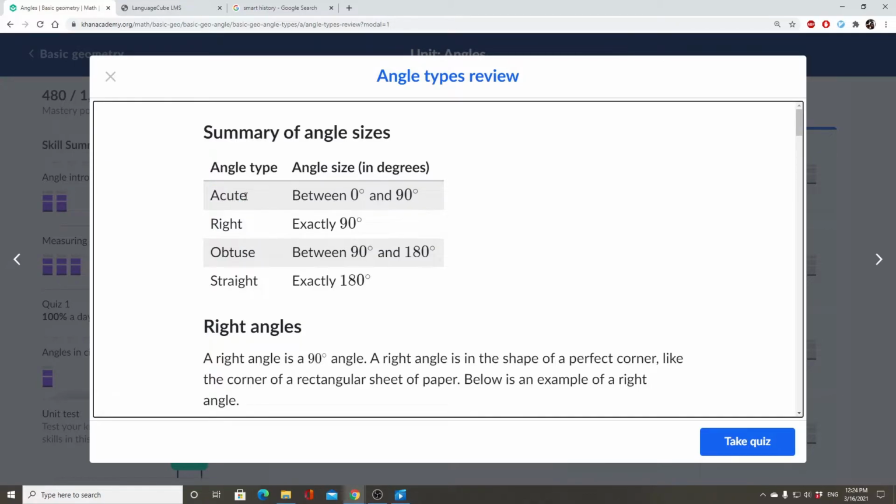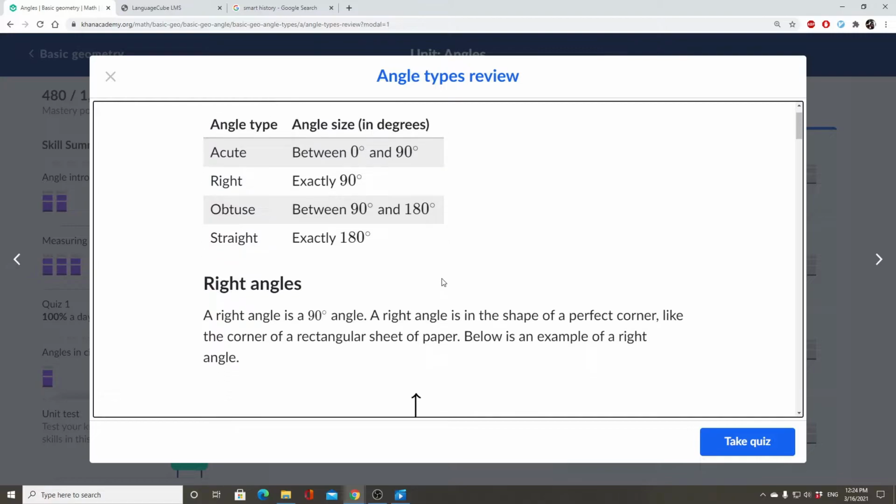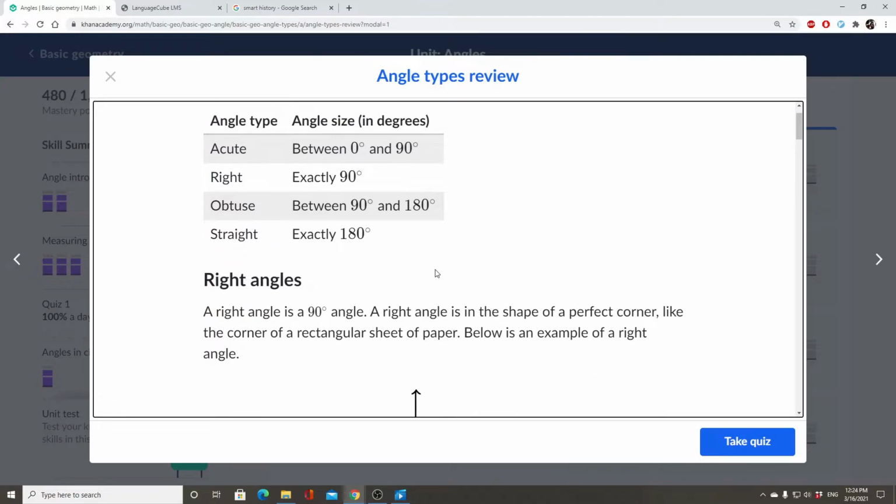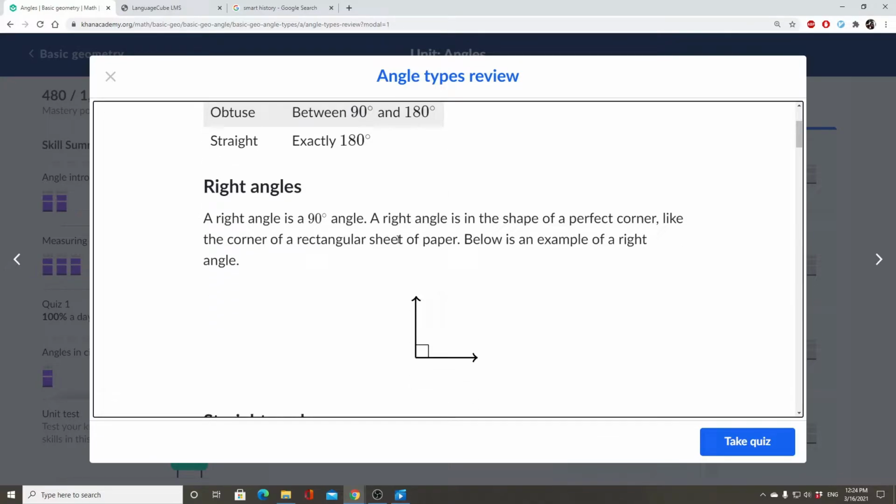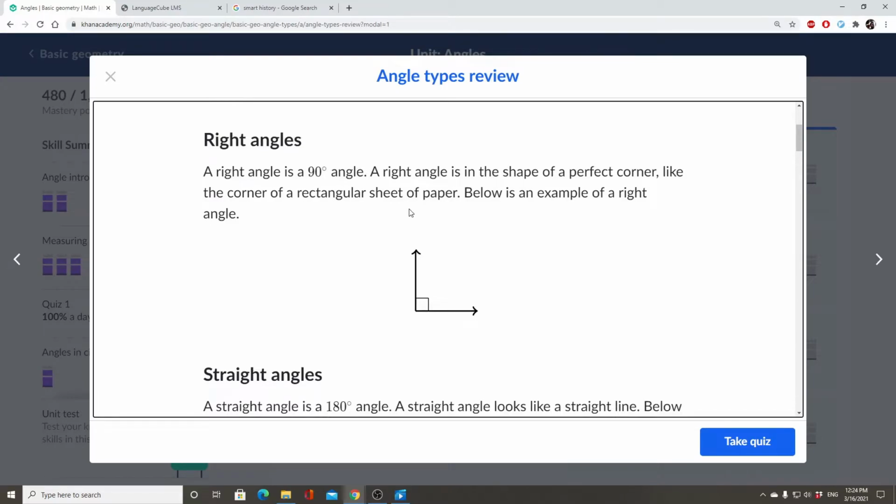So, this is really basic stuff, a summary of angle sizes. There are acute angles. I actually remember studying this in elementary school, although it was pretty nebulous. But yeah, acute angles are between 0 and 90, so they're like little angles. We'll see examples of this. A right angle is exactly 90 degrees. Obtuse is between 90 and 180, so these are like wide angles, I guess. Not in the photography sense, obviously. Straight is exactly 180.